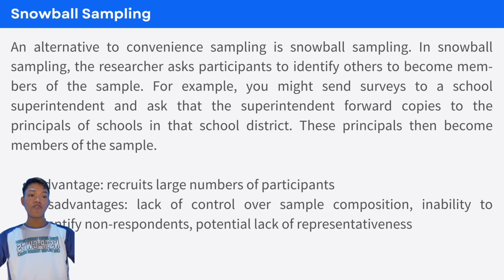And the next one we have is snowball sampling. It is the alternative to convenience sampling, and the researcher asks participants to identify others to become members of the sample. It basically means that the main participants of the study recruit other members to be included among the participants. In the example here, the researchers sent surveys to a school superintendent and asked the superintendent to forward the copies to the principals of schools in that school district. Those principals then become members of the sample.